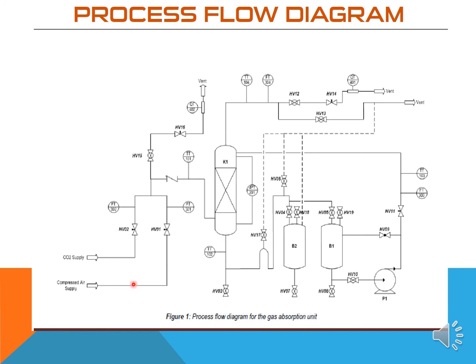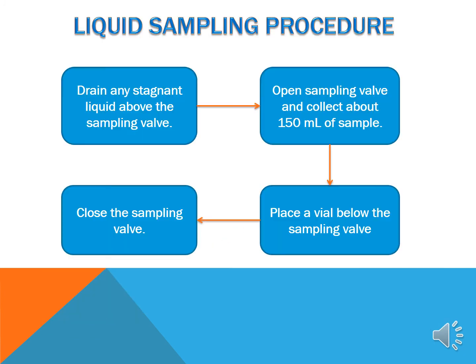So next, I am going to explain the liquid sampling procedure for the process. First, drain any stagnant liquid above the sampling valve. Next, open the sampling valve and collect about 150 ml of the sample. Next, place a vial below the sampling valve. Then, close the sampling valve.